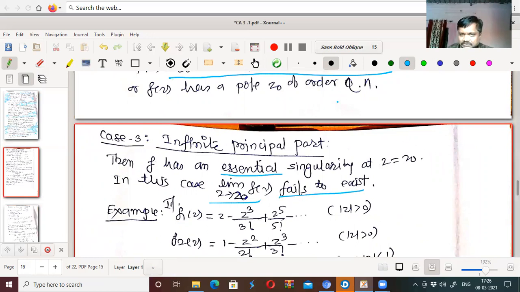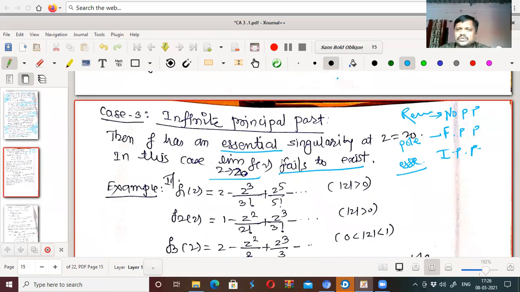So there are 3 types. 1, no principal part, then finite principal part, and then infinite principal part. If no principal part, the isolated singularity is called removable. If finite principal part, pole of some order, and if infinite principal part, essential singularity. So these are the 3 cases. So without finding or taking definitions into account, we can find what type of singularity there is for a given function if we know its Laurent series expansion.